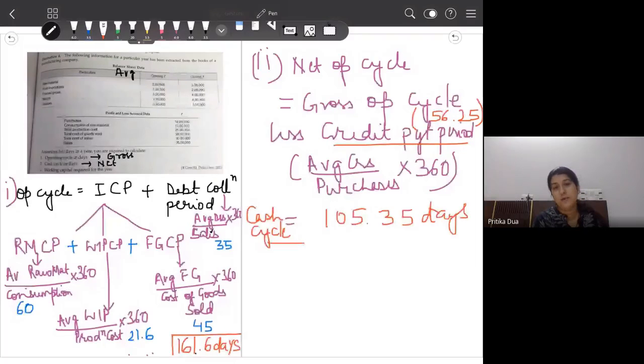This is the time period in which the cash circulates for one cycle. Start with cash, you take inventory, convert it into work in progress, finished goods, sell the finished goods, get the payment from the debtors, make the payment to the creditors. Net cash operation, the circulation of cash in the business per cycle takes 105.35 days.